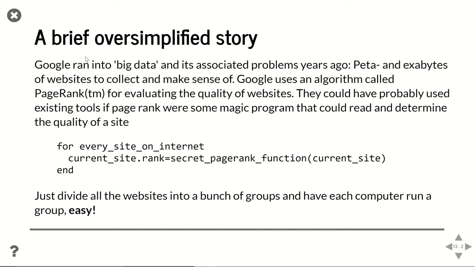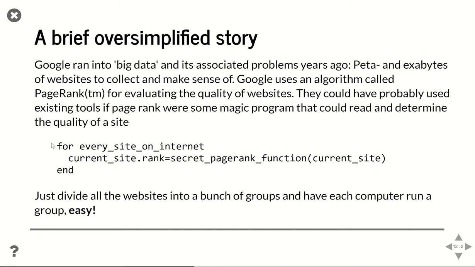And so when we look at a brief oversimplified story, this is sort of what Google ran into. Google probably are not the inventors of big data, but they were the first company to really have to deal with large amounts of data in a completely different way. The first problem they solved with their data was evaluating the quality of websites. Basically, they had this PageRank algorithm.